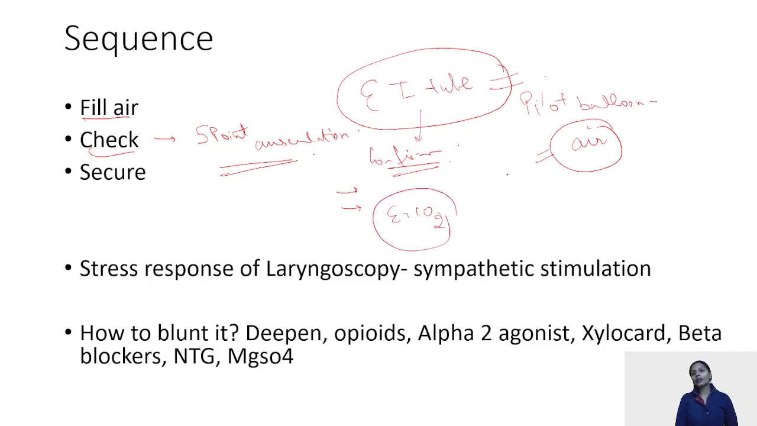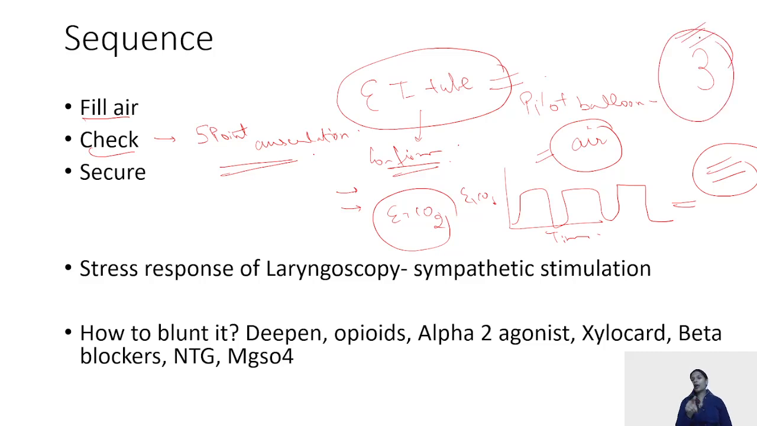I hope you remember the capnography graph, EtCO2 versus time graph. At least 3 waves have to come in order to confirm that you are in the right place. Please remember, 3 capnographic waves are compulsory to differentiate between esophageal intubation and tracheal intubation. Please go and revise the capnographic graph if you have forgotten it. So this is your capnograph. Capnography is the most common method which is used to check the confirmation of whether the endotracheal tube is in situ or not.